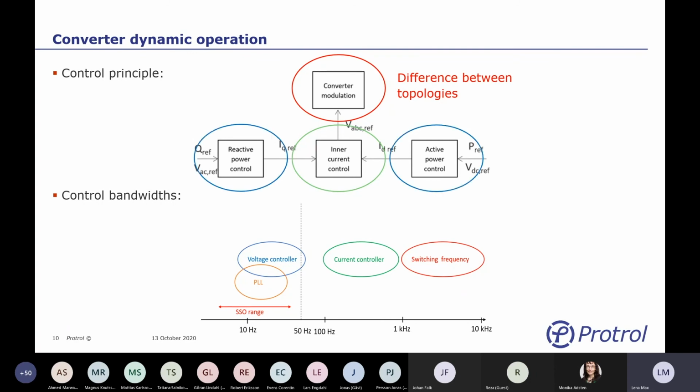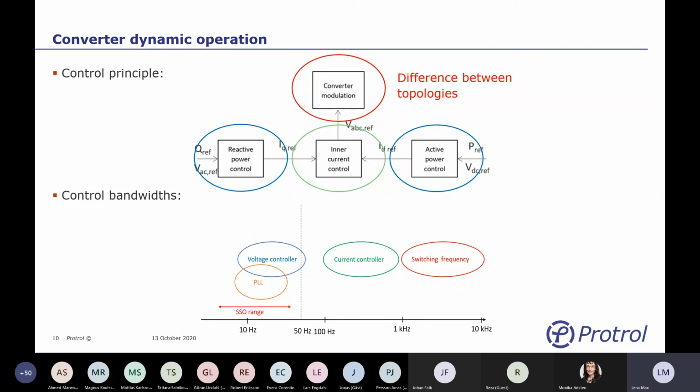And then we have the outer controllers, which determine how the converter operates against the grid. It could be AC voltage control, DC voltage control, or, for example, if the converter should operate as a synchronous generator, it's included in this controller. And looking at the range of subsynchronous oscillations, you can see that it is below 50 Hertz, and it will then be in the same range as these outer controllers.